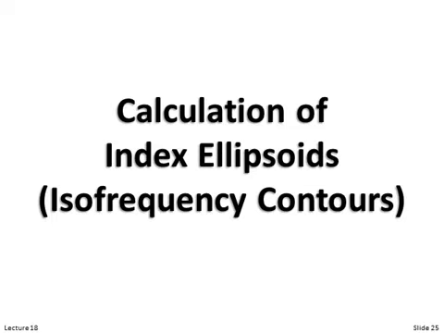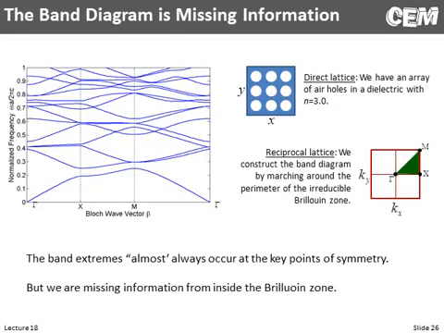Now we want to generalize that, and you'll see that calculating index ellipsoids or isofrequency contours is just an extension of calculating band diagrams. On this slide, I want to point out that we are missing information in the band diagram. In a band diagram like this, remember, we are marching around the perimeter of the irreducible Brillouin zone. But in order to know everything about this lattice, we in fact need to iterate through this entire area within the irreducible Brillouin zone, not just march around the perimeter. So we're missing information. So what are we missing?